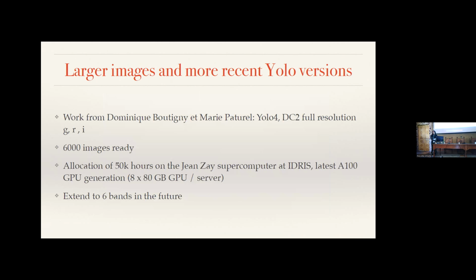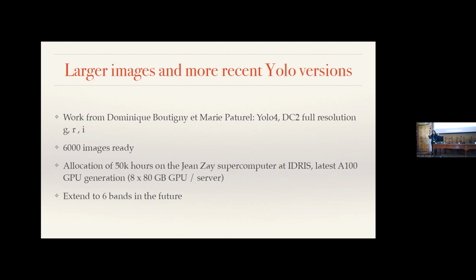In parallel, Dominique Boutigny and Marie Paturel are working on the next version, YOLO v4, and they applied it again on DC2 full resolution images in the same filters. They already prepared 6,000 images for training and validation, and they just got an allocation of 50,000 hours on the Jean Zay supercomputer, so we will know the results soon. So our teams can work in parallel and compare what we find with different versions of the YOLO to find which one is more adapted to the LSST.